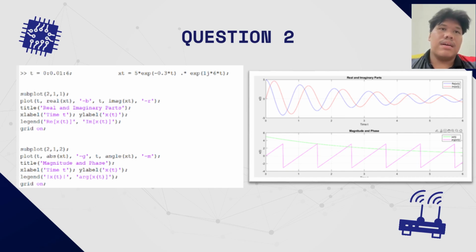So next, in figure 2, the green curve shows the magnitude decaying exponentially from 5 towards 0, while the magenta plot shows the phase wrapping between negative pi and positive pi radians, creating the sawtooth pattern.